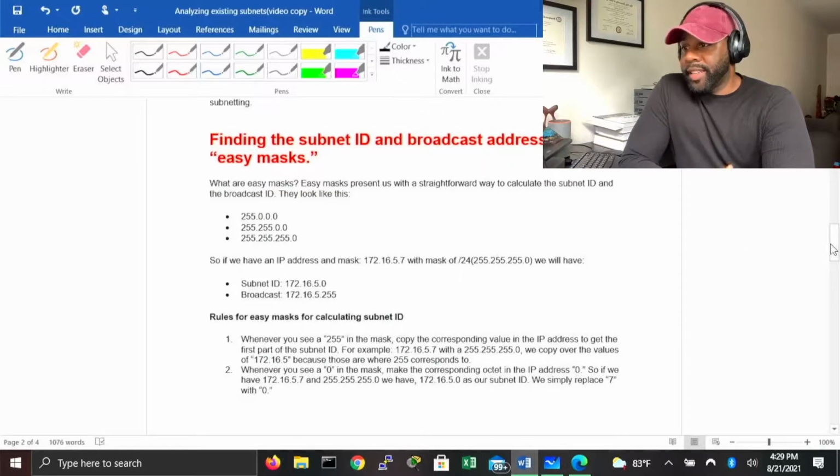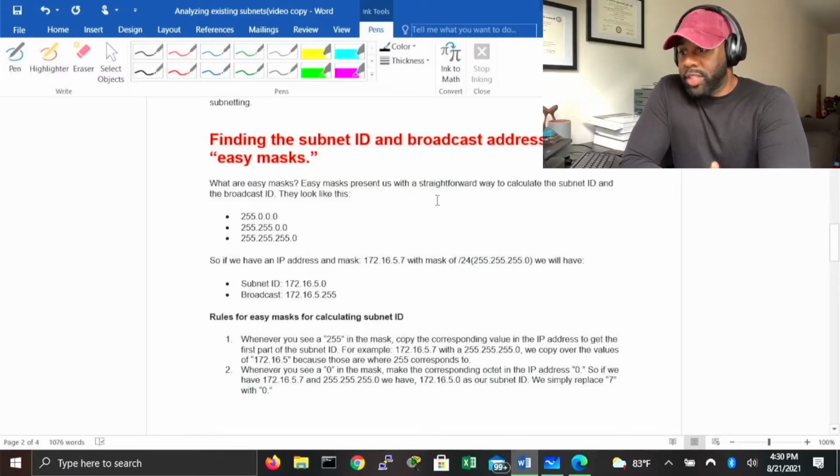So we're going to be finding the subnet ID and broadcast address with easy masks. Now, what are easy masks? Easy masks are sort of like the default masks when we're talking about classful IP addressing. But the easy masks give you all of the information that you want to know about the subnet ID and the broadcast address right off the bat. All you need to do is look at the subnet mask, apply it to the IP address, and you'll get your subnet ID and your broadcast ID. You just have to apply a little bit of logic and common sense and you're good to go.